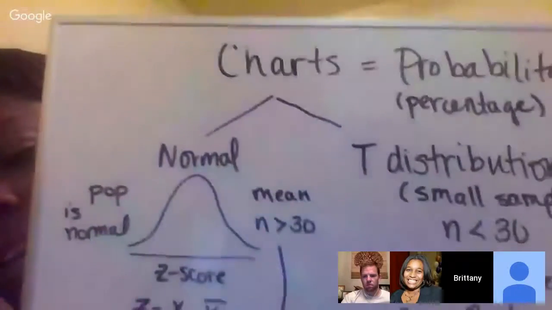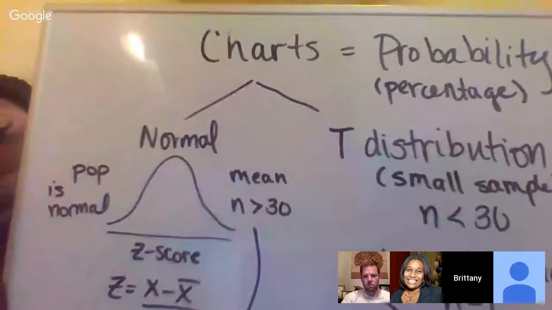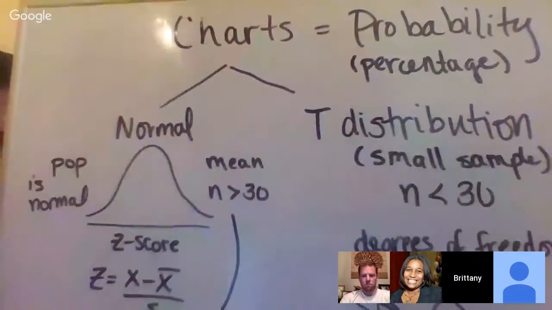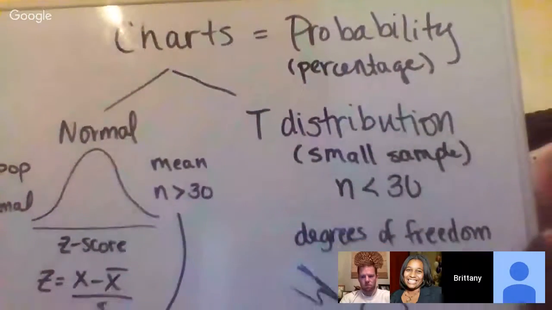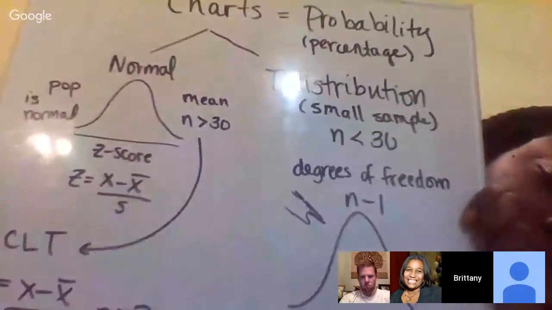Okay. All right. And so the biggest difference between them, the normal distribution is used when you know your population is normal, or when you've got a sample that's big enough. The t-distribution is used for smaller samples. So when your sample size is less than 30, we use the t-distribution. Okay, sorry. So let me come back here and get a couple questions.